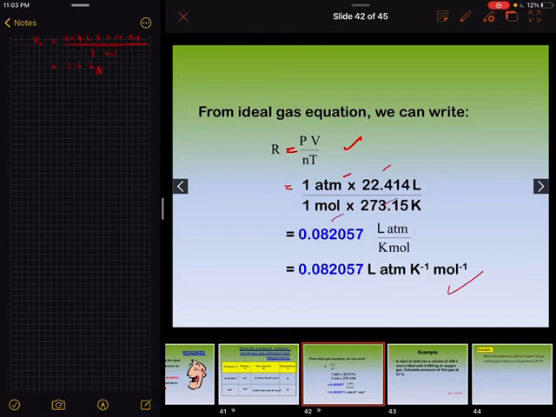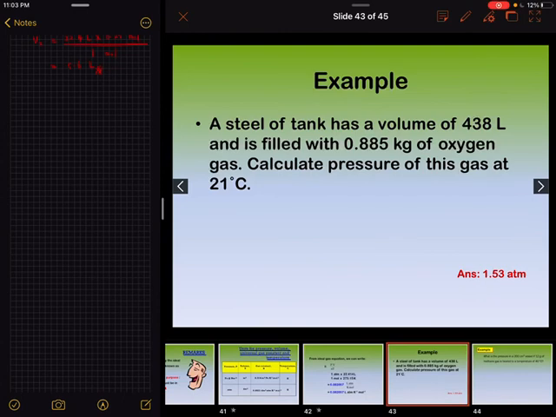Okay, but not to worry, because the value of the gas constant is a constant value. So this one should be given in the final exam as well, in the sheet that has all the constants. Alright, now let's see this one example.